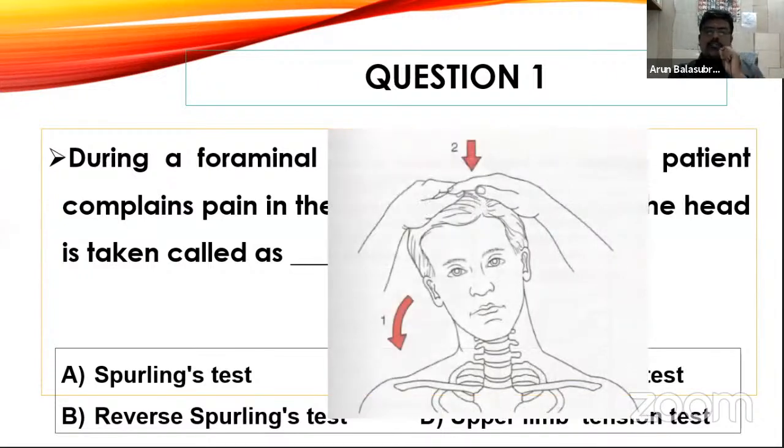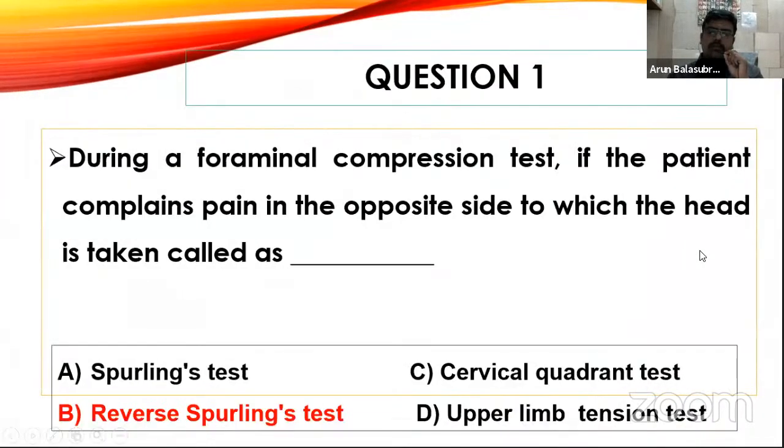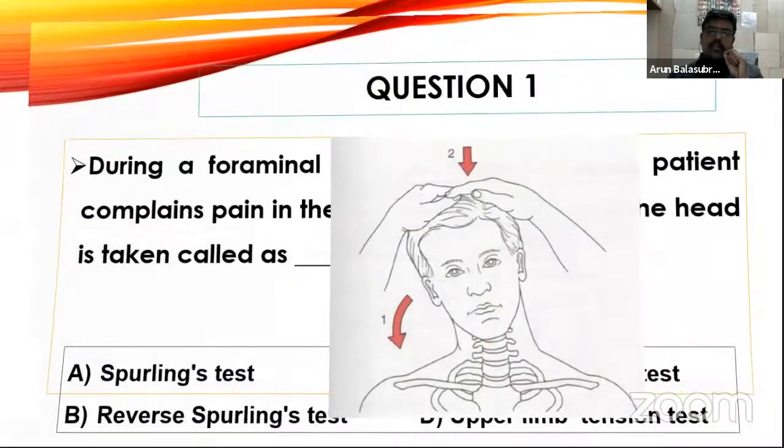How to do this test is described in this picture. You ask the patient to sit erect, and the examiner keeps a hand above the head, asks the patient to do side flexion and then compresses. Usually the patient with nerve root pathology complains of pain on the side you are pressing. Like on your left side, you press, and on the left side the patient has pain. But if the patient complains of pain on the opposite side, it means a muscular problem, right? So what is the name of the special test?